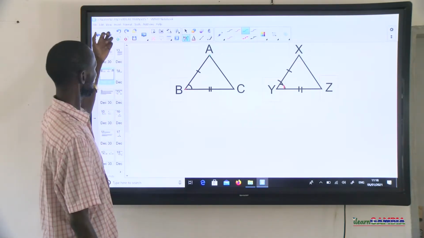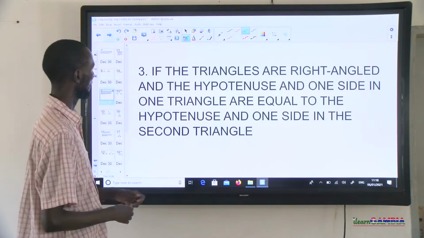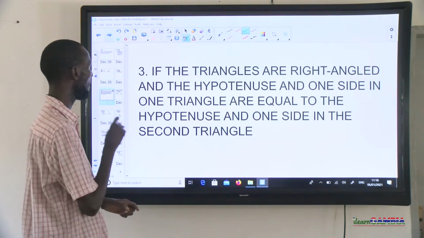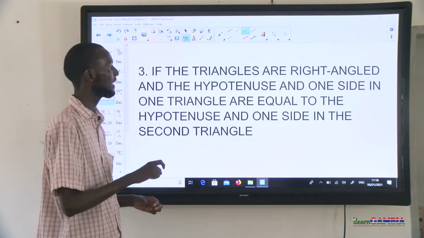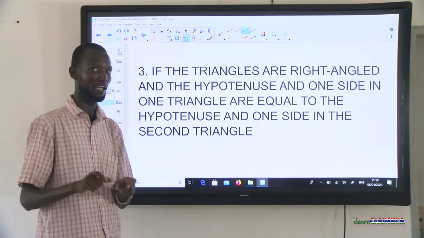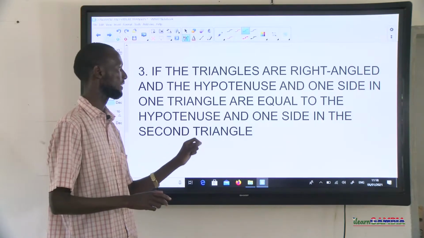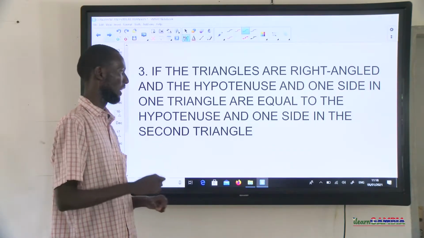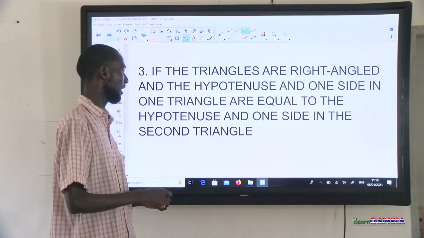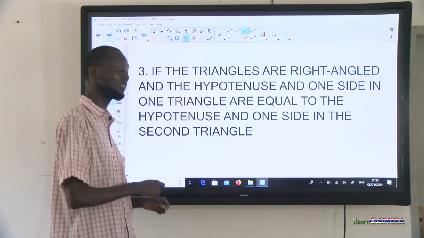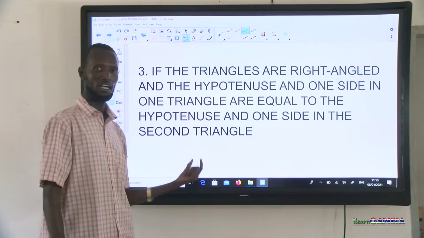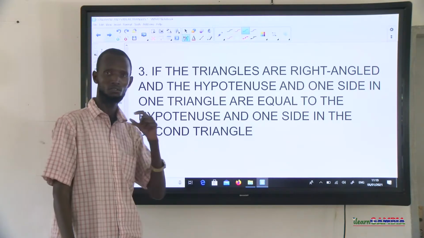Then we look at our third condition. If you have right-angled triangles, all right, and the hypotenuse and one side in one triangle are equal to the hypotenuse and one side in the second triangle, that is also another condition for congruency.